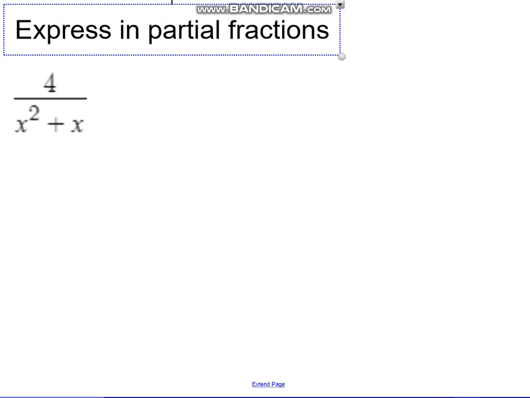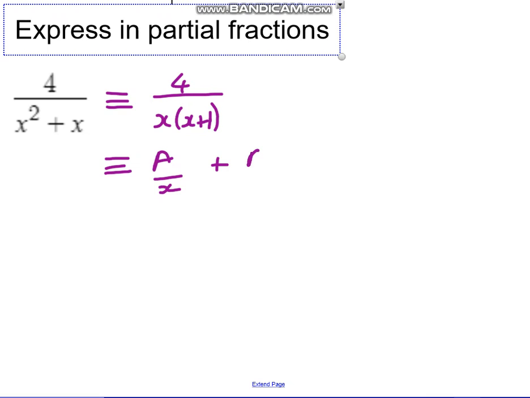Okay, right, so if you didn't pause it, you probably noticed that you could have factorized this to start with. So we're going to do that. That's going to factorize to x plus 1. And now we're going to say, right, that's going to be equal to A over x plus B over x plus 1. We can now multiply through by the x plus 1. So that's going to give us 4 is going to be identically equal to A times x plus 1 plus B multiplied by x.